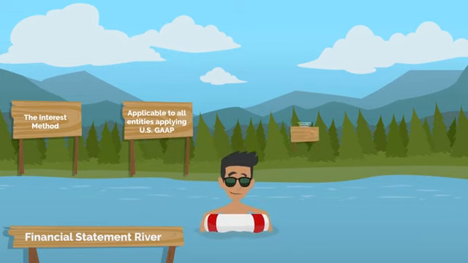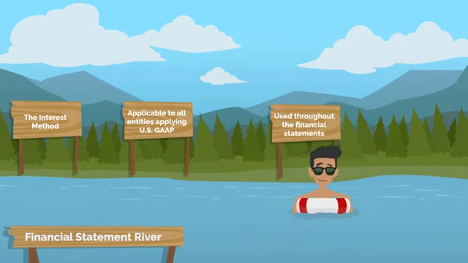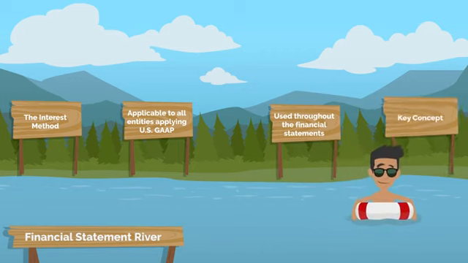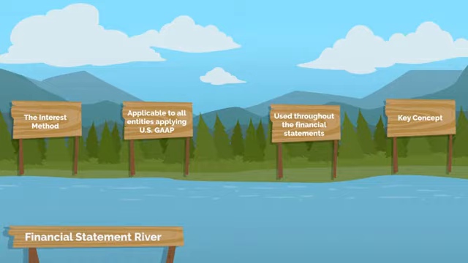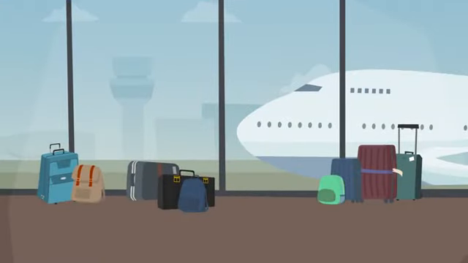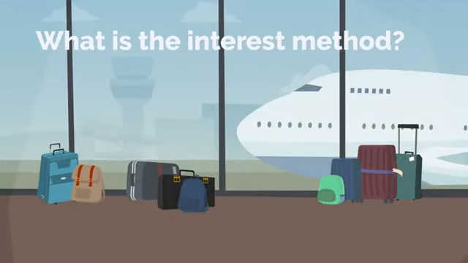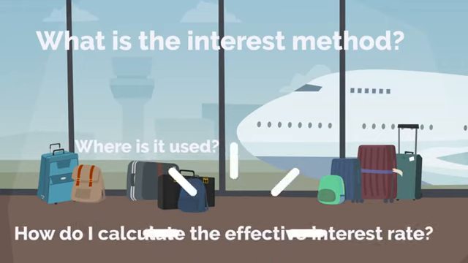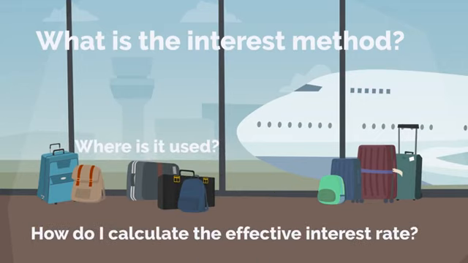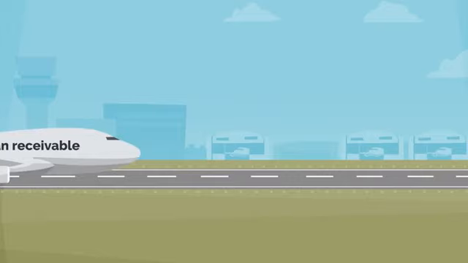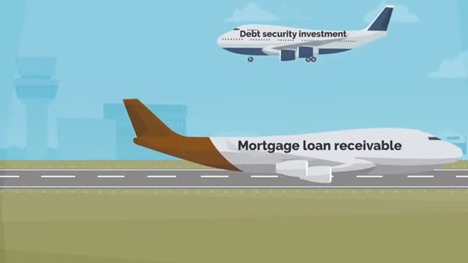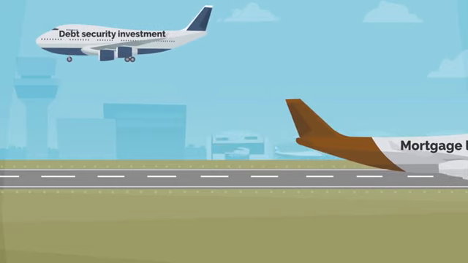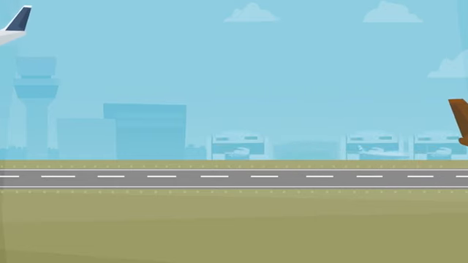The interest method is used throughout an entity's financial statements and is a key concept for understanding how to account for core transactions. Today, we'll cover what the interest method is, where it's used, and how to calculate the effective interest rate. We'll work through applying these concepts to a mortgage loan receivable and a debt security investment so you can clearly see how the interest method works in practice.